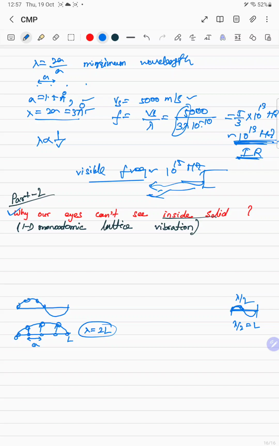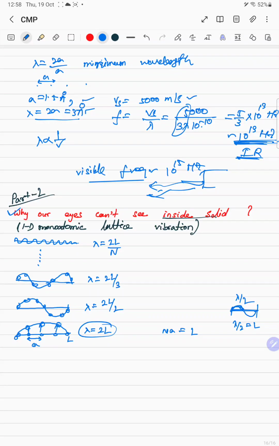Now the wave may oscillate in this mode also. These are the atoms oscillating. In this case lambda will be 2L by 2. The oscillation may be of this type, lambda equals 2L by 3, and the highest mode will be this type, that is lambda equals 2L by N. Now interatomic separation is A, and let's say there are N atoms, so N into A equals L.